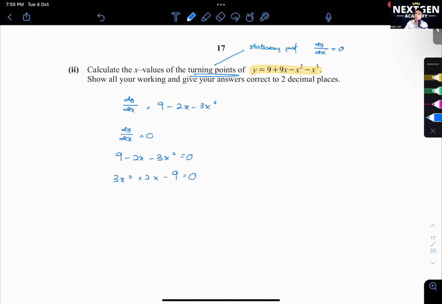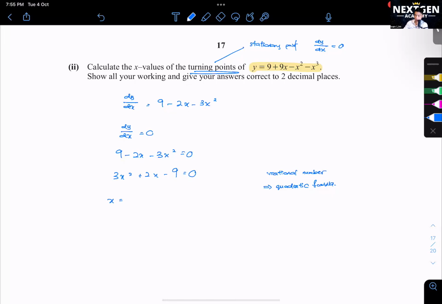This one you go type into the calculator first. You will see the calculator can straight away give you the values, but you need to show it out. So it'll be an irrational number. If you type in the calculator, it'll give you an irrational solution. Therefore, you need to use your quadratic formula to get the full marks.